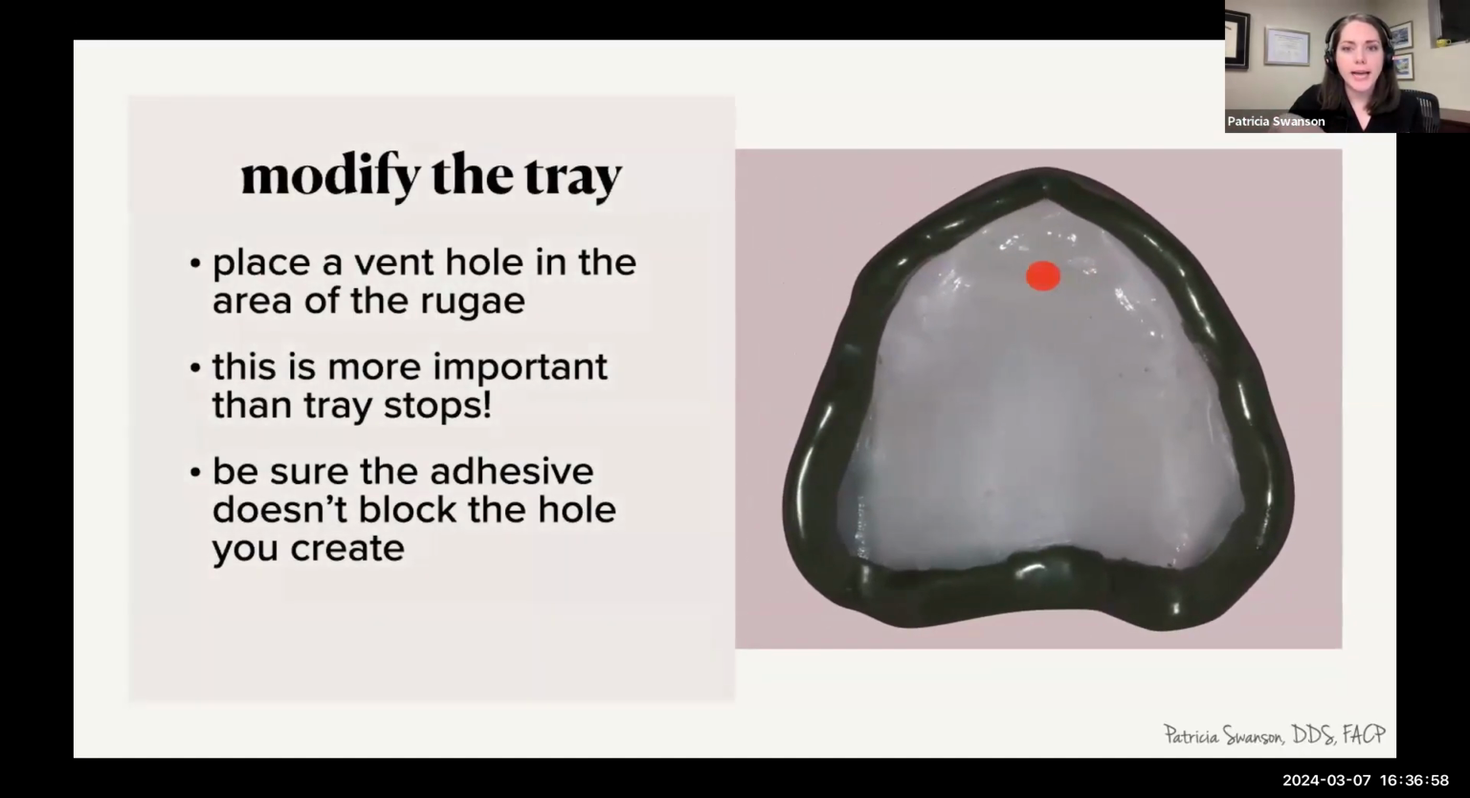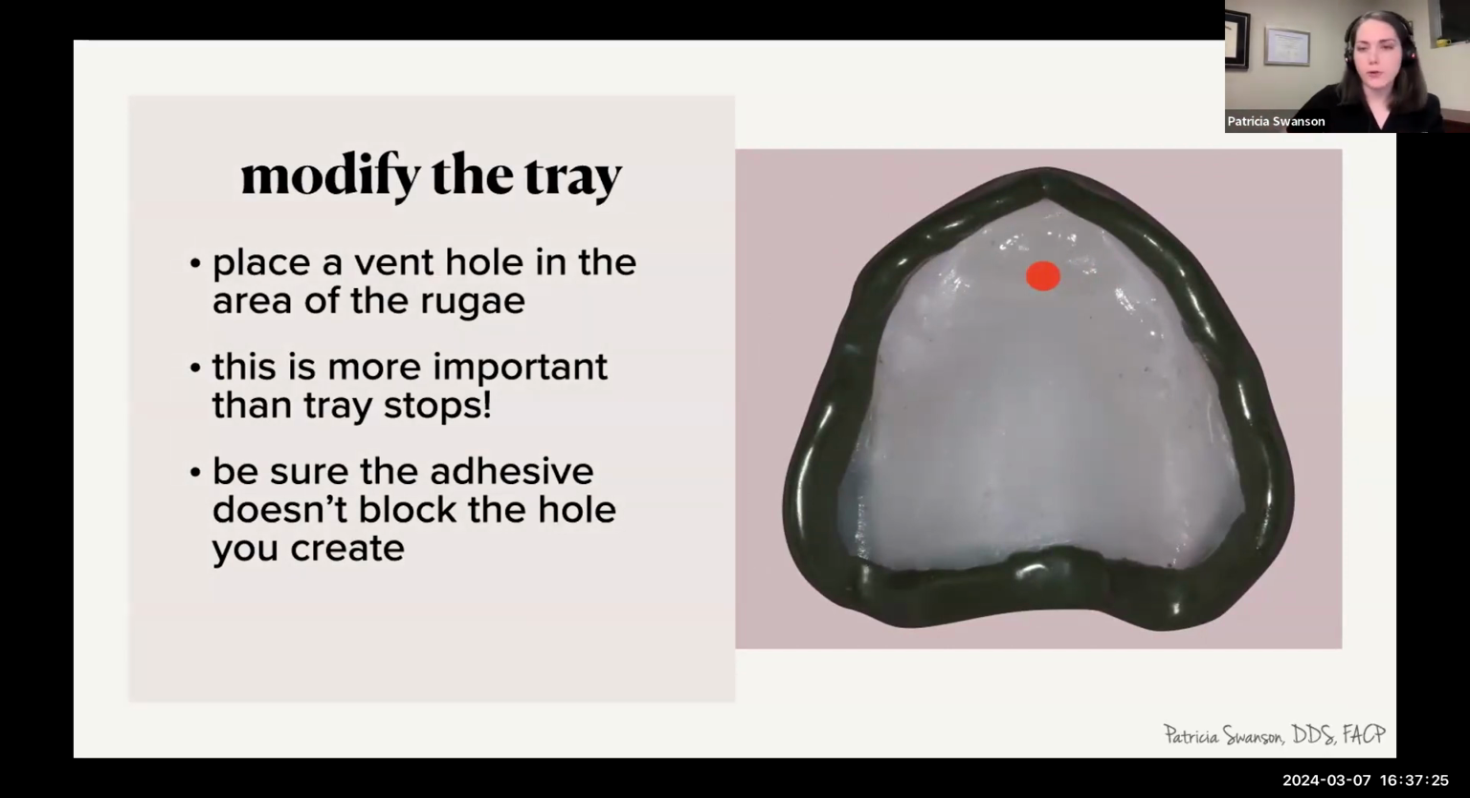And then I'm going to go ahead and I like to place a vent hole in the area of the rugae. I find this is more important than tray stops, because a lot of people have some redundant squishy tissue in this area, and I don't want to overly compress that. And then when I paint my adhesive on, I need to make sure the hole didn't go away. So a lot of times I'll go through the trouble, I'll make a hole, my assistant might paint some adhesive, they hand it back to me, the hole's closed again, right?